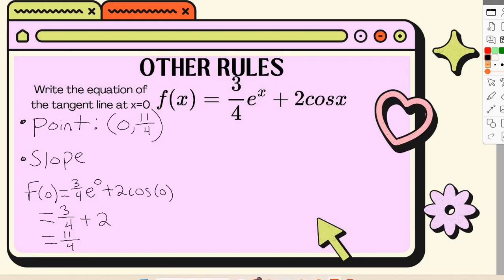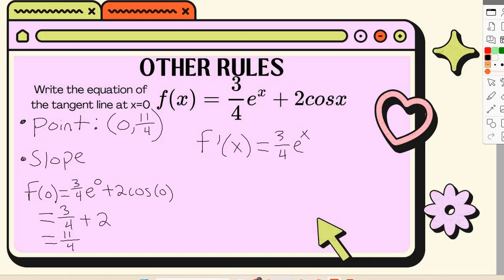We said that we have to do what? Take the derivative. Lucky for us, we should know these now, or at least we have them written down. Good. So we said that the derivative of e to the x is what? E to the x. Yes? So that's just going to be e to the x.